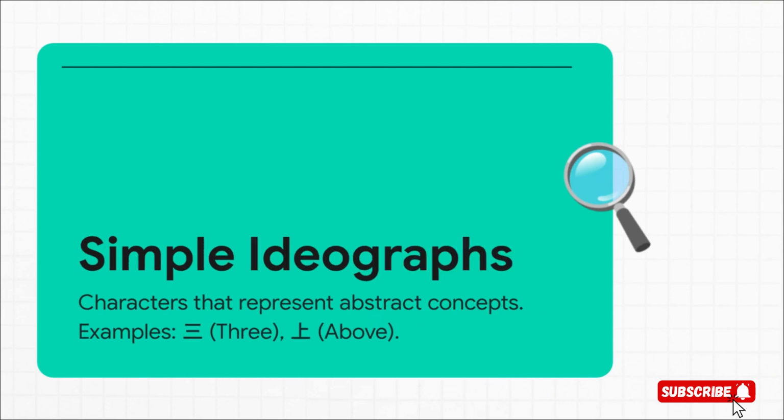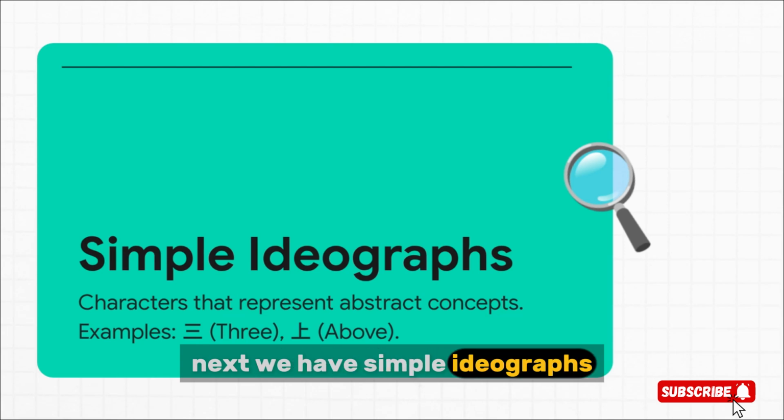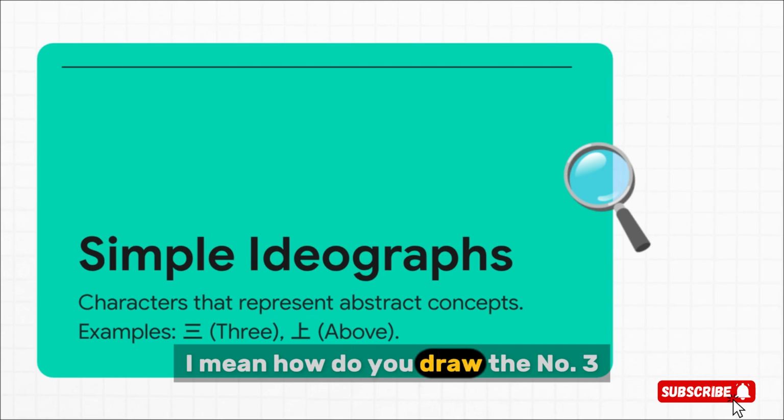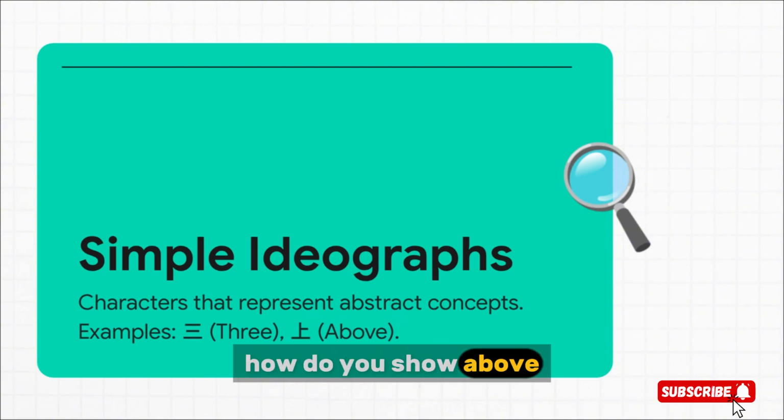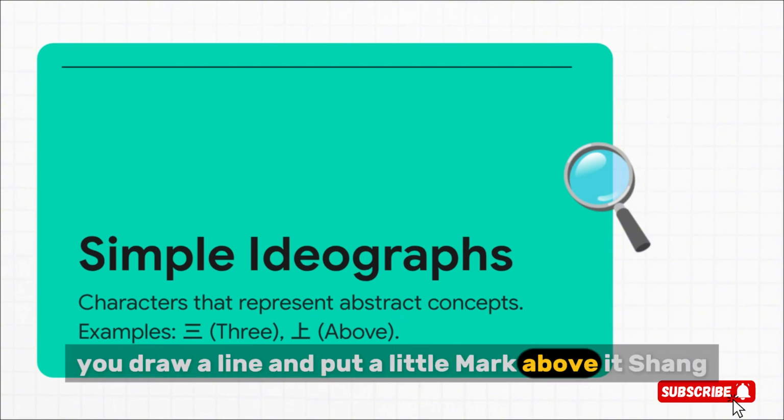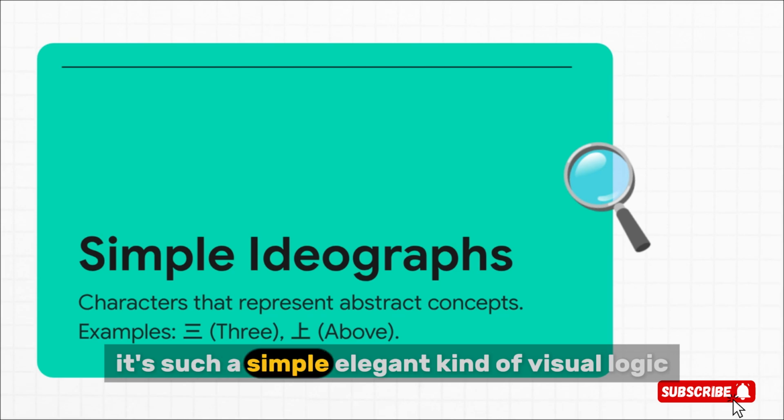Simple. Next, we have simple ideographs. These are for abstract ideas. I mean, how do you draw the number 3? Easy. You just draw 3 lines. San. How do you show above? You draw a line and put a little mark above it. Sheng. It's such a simple, elegant kind of visual logic.